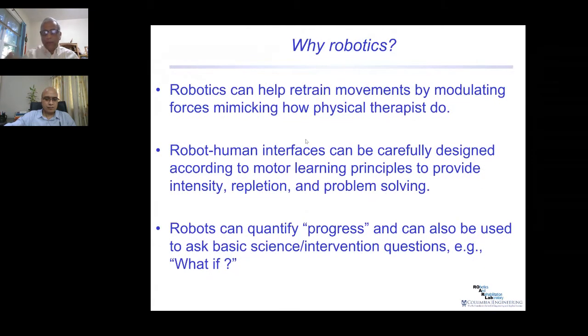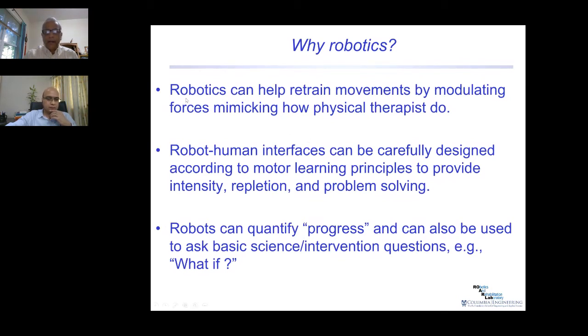So you may be wondering why robotics? And can you all still see the screen and everything is being transmitted okay? Yeah, everything is fine. Okay, wonderful. So then you must be wondering why robotics?